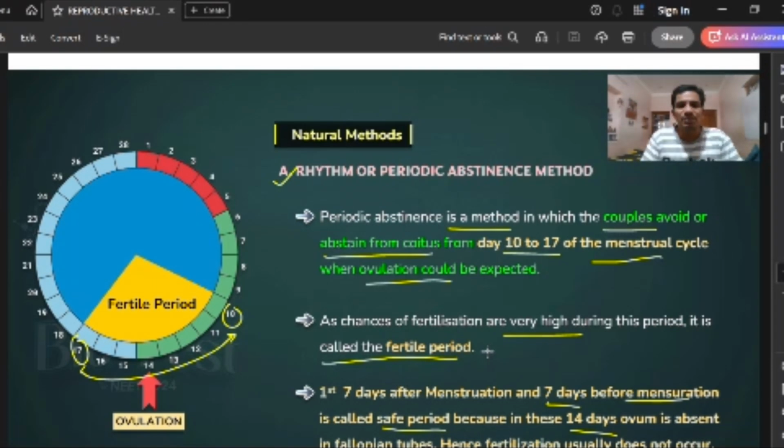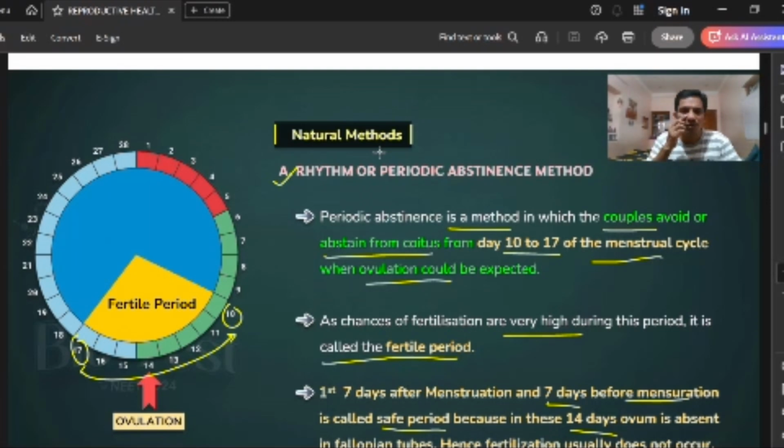The first one is the natural methods. What is the first method? Natural methods. In these, those who don't want conception are not using any kind of chemical, any kind of barrier, or any kind of pills or tablets, but they have to avoid conception. So that's called natural methods. There is no side effect at all by using this method.